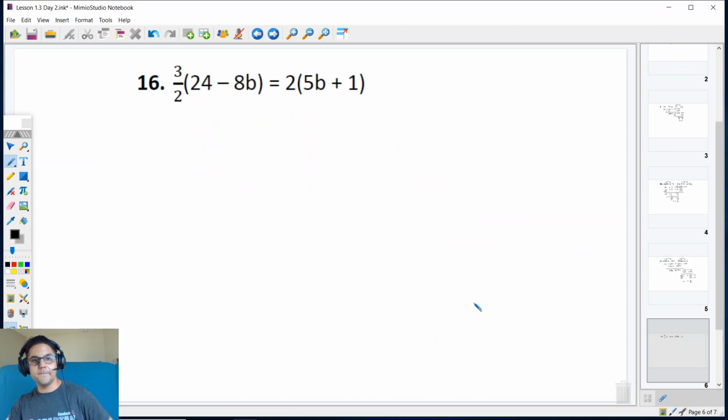All right, two more. Number 16 says distributive property again. Maybe you want to do the right side first. 2 times 5b is 10b, and 2 times 1 is 2.